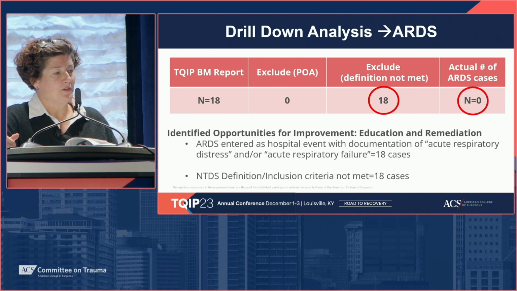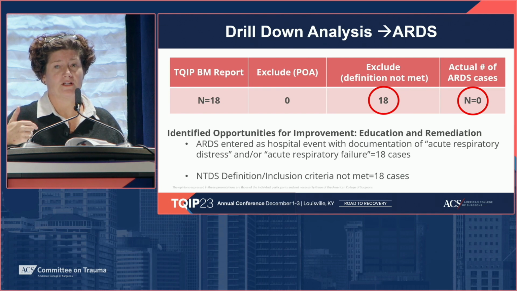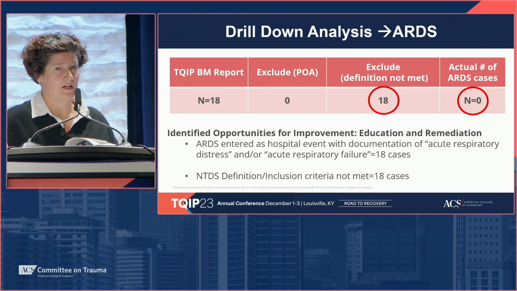And what I did find with these 18 cases is, I'm not aware of the clinical savviness of the registrars who are no longer with us, but what I did see in all of these charts is acute respiratory distress or acute respiratory failure. And most of these 18 cases also had unplanned ICU or unplanned intubations associated with them. So I think there was an opportunity here for people that are no longer with us.